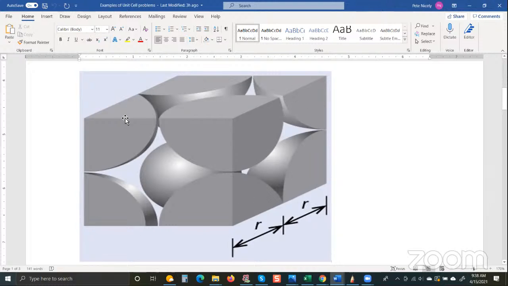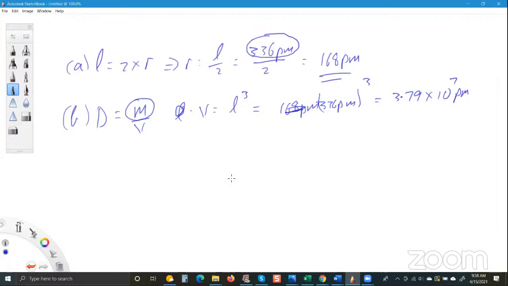Because there are 4 corners being occupied by each atom, and it's 1/8 of each atom present in this unit cell, for the polonium element represented here, the number of atoms in a cell will be equal to 8 times 1/8, which is equal to 1. So there'll be 1 atom per unit cell. Basically what we need to find out now is the mass of that atom in the unit cell.